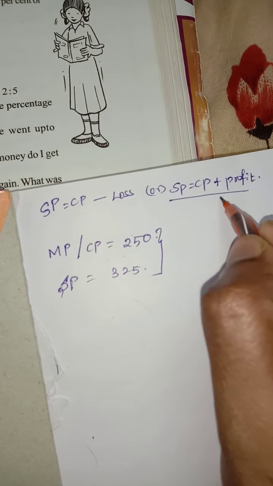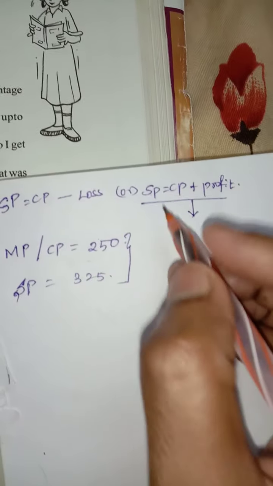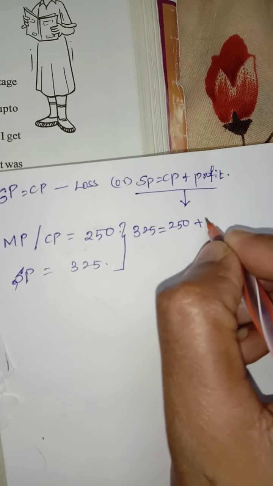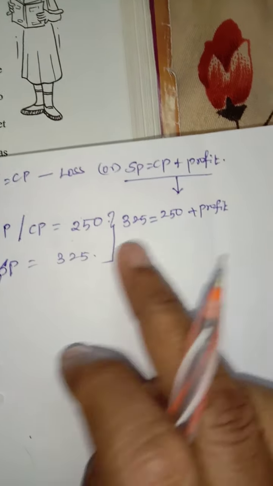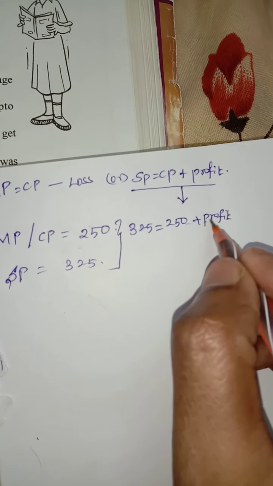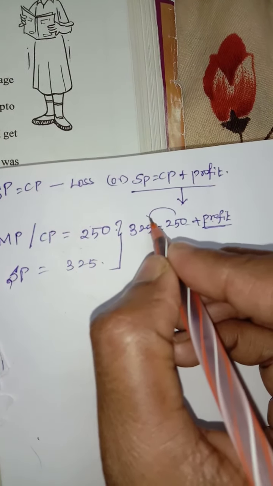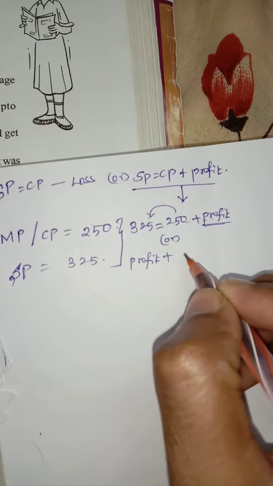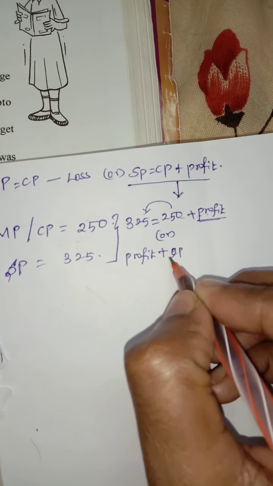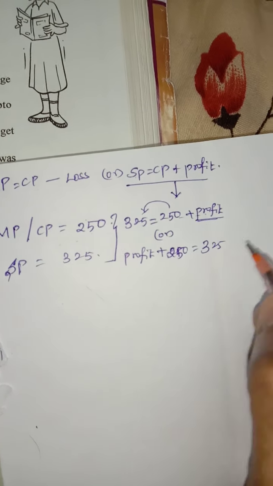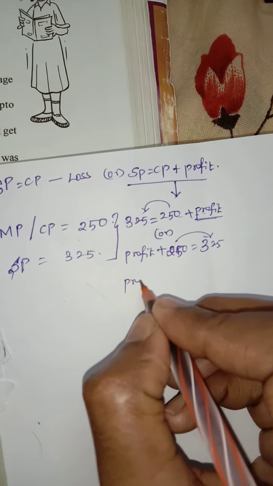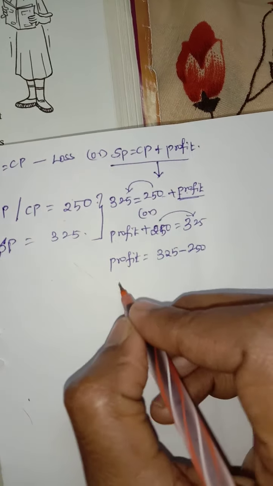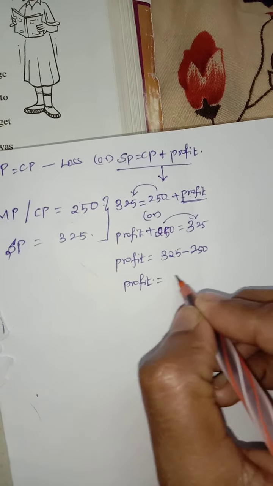So if it is profit, we can use this formula. Selling price, 325, is equal to cost price, 250, plus profit, the rupees we want to find. This one I told you already. So from this we want to find the profit first. Bring this one this side, or you can rearrange: profit plus cost price, that is 250, is equal to selling price. Like this also you can do. So the profit we want to find is equal to 325 minus 250. Subtract, and you will get the answer as 75.